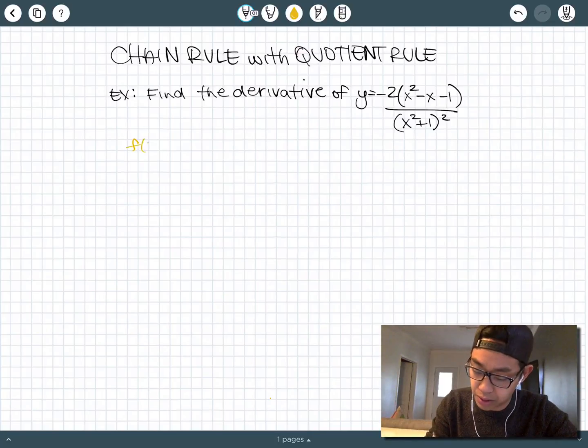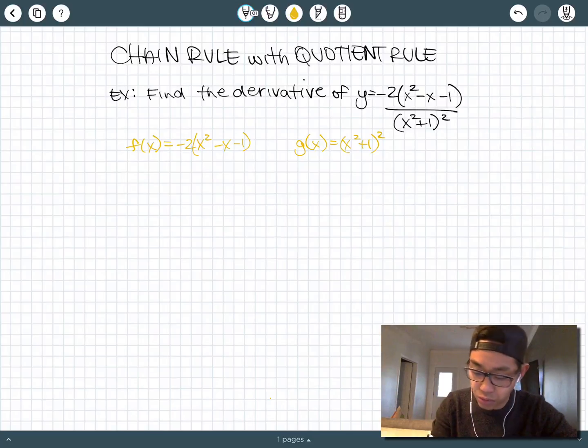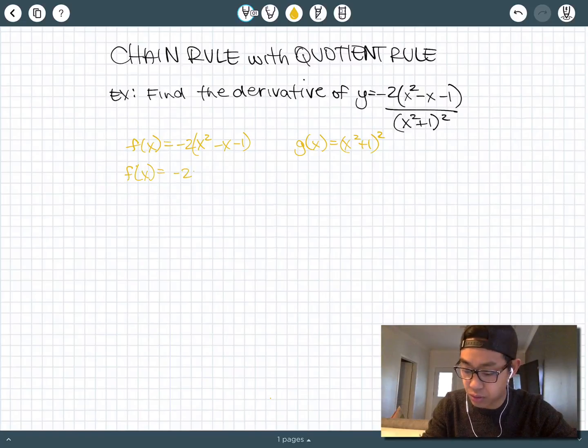So f of x is going to be negative 2x squared minus x minus 1. g of x is going to be equal to (x squared plus 1) squared. Now we can find f prime of x. Actually, we won't yet. Let's expand and simplify here. So we get negative 2x squared plus 2x plus 2. Now we can take the derivative.